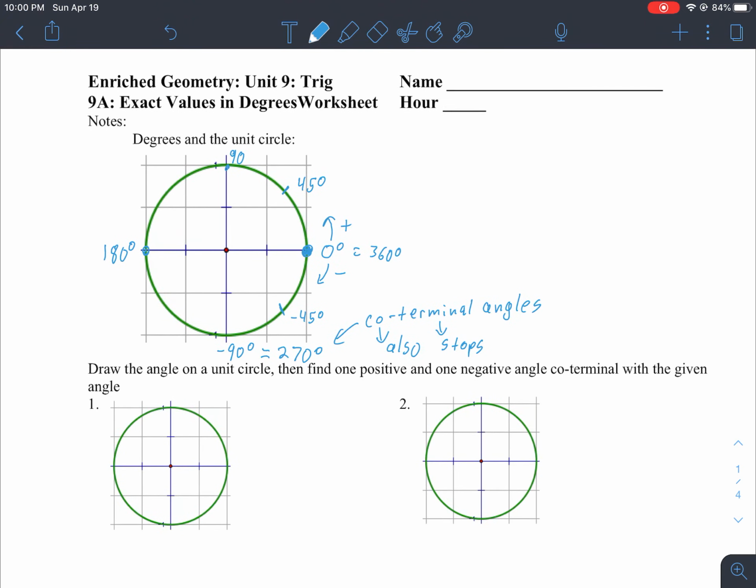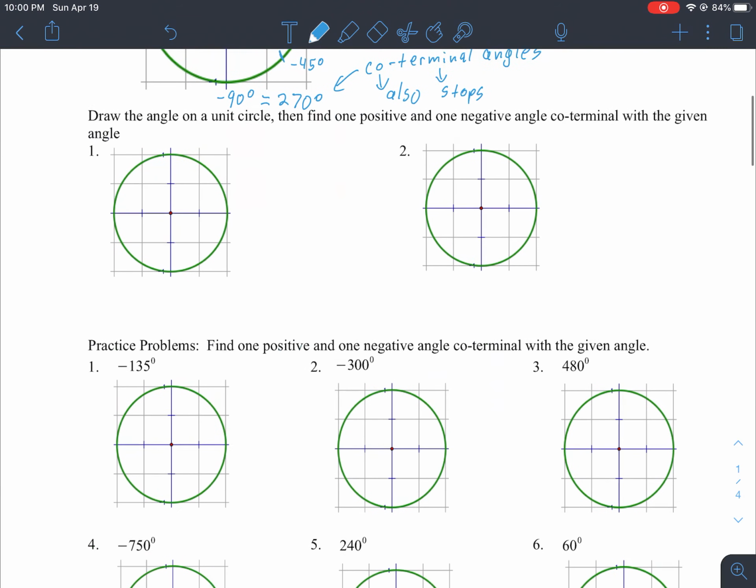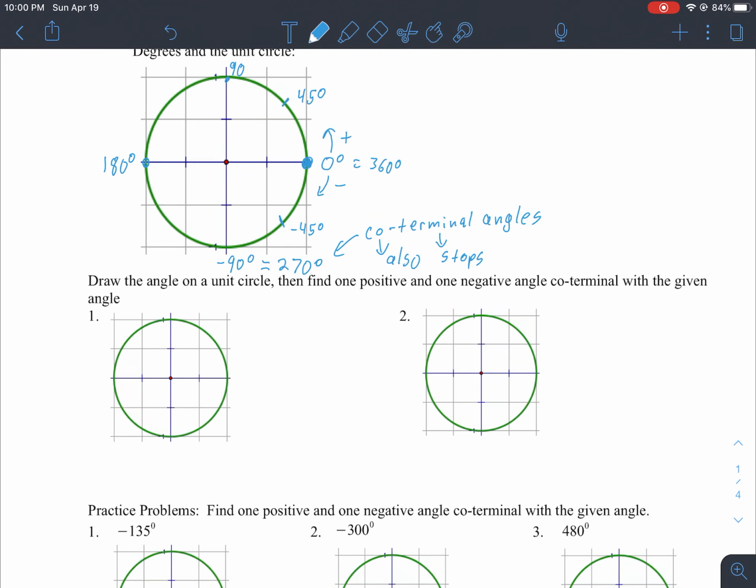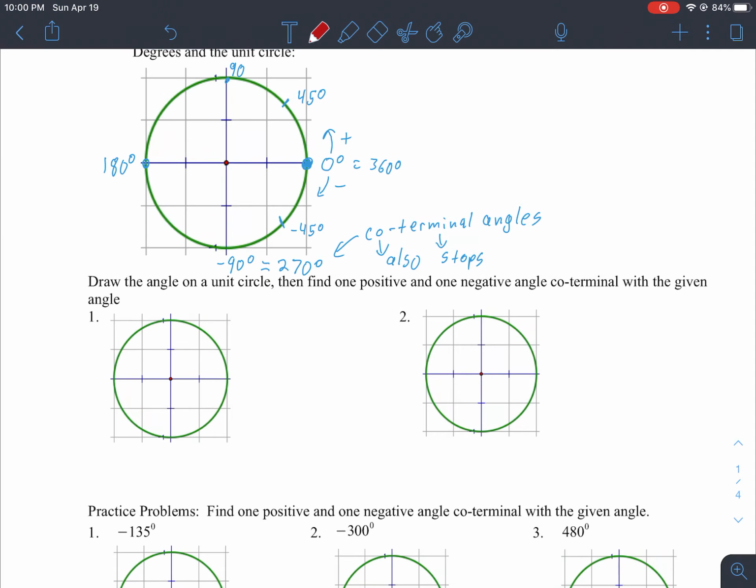Okay, now let's see what we have to do. Say problem 1. It says draw the angle on a unit circle, then find one positive and one negative angle coterminal with the given angle. Okay, the first problem, that's interesting. There doesn't appear to be a problem. Let's make up one. Negative 225. Problem 1 is negative 225. So where is it and what else stops there?